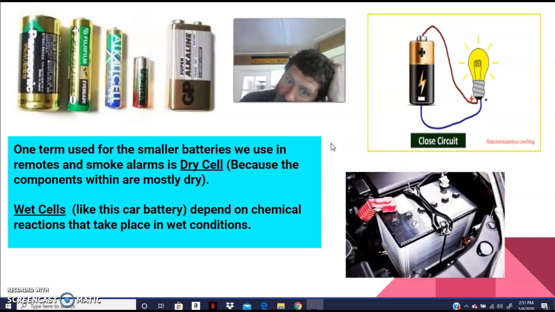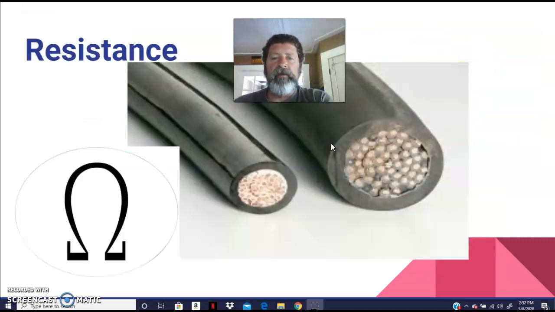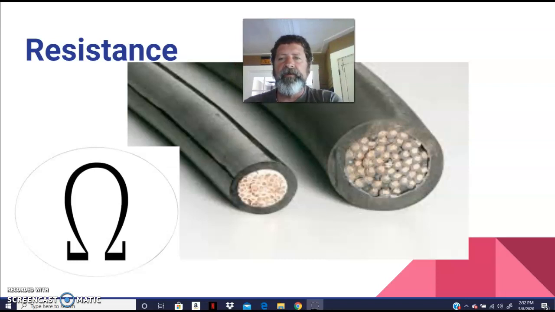Car batteries we call wet cells because they rely on chemical reactions that take place in wet, moist conditions on the inside of the battery. Usually wet cells pack a bigger punch. They've got a little bit more voltage, so a lot more voltage.